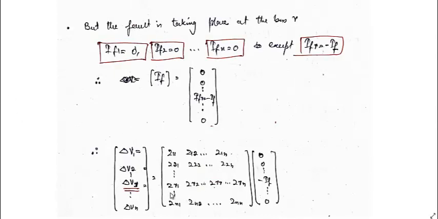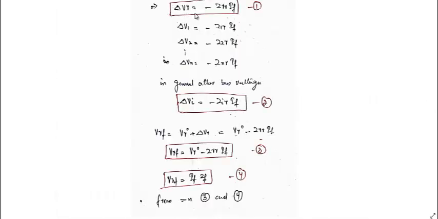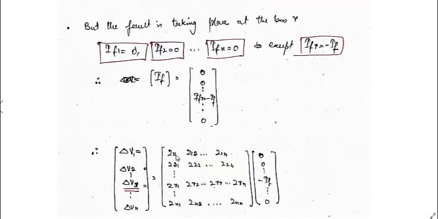Because this delta VR should have been ZR1 into 0, ZR2 into 0, ZRR into minus IF, ZRN into 0. All the other elements will be 0. It will be reduced to delta VR will be equal to minus ZRR IF. Now, what is the value of delta V1?